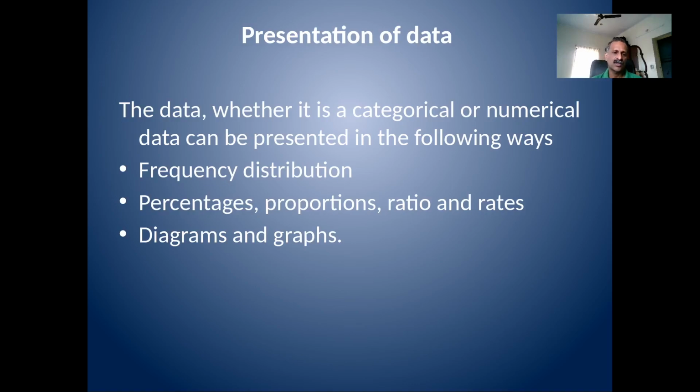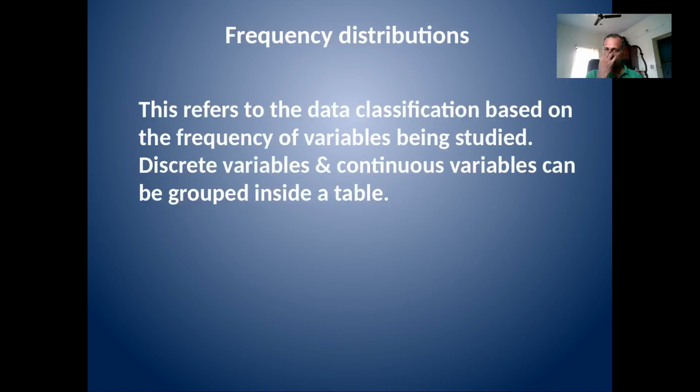So I'm not going into the details in this class because this will be repeated in the statistics class. So the data, whether it is categorical data or numerical data, can be presented in the following ways. It can be distributed as a frequency distribution, including percentage, proportion, ratios and rates, and then you can represent the data using diagrams. The frequency distribution refers to the data classification based on the frequency of variables being studied. Discrete variables and continuous variables can be grouped inside the table.